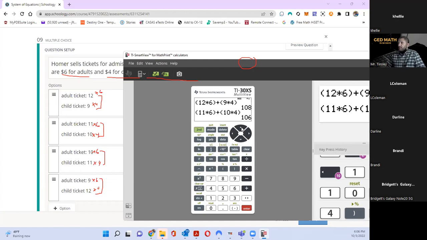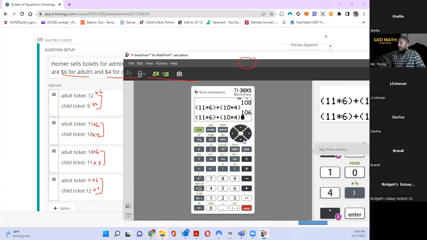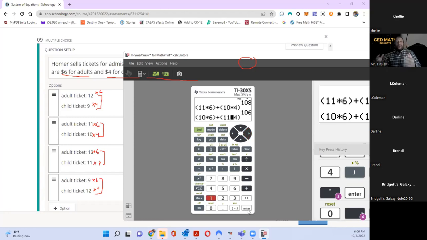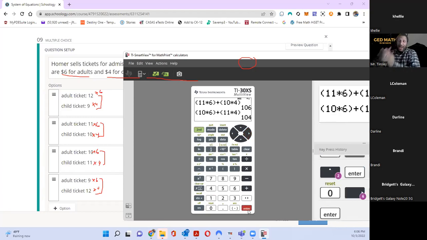So let me go to my third choice. Again, 10 times 6, and then 11 times 4. But look what I just did. I didn't do any algebraic work to solve this problem, and I got my answer. I heard somebody say it was the third one.